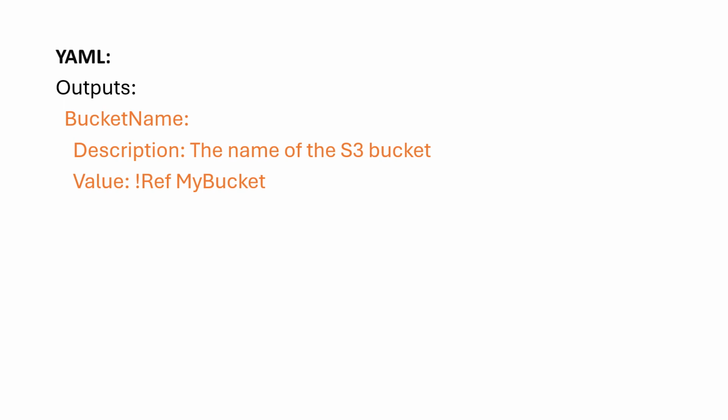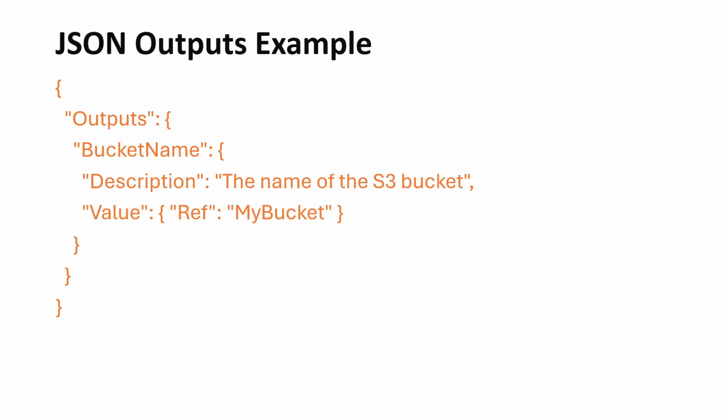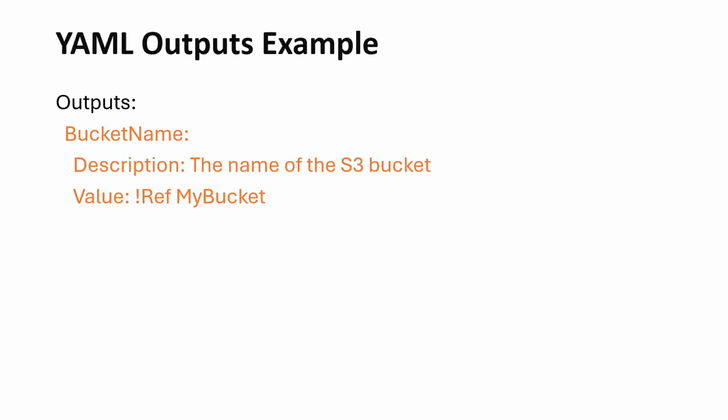Similarly, this is the code for YAML. Outputs, BucketName, description, the name of the S3 bucket, value, reference MyBucket. So we can clearly see it's very easy in YAML. It's very readable. This outputs the name of the created S3 bucket. Detailed example of the outputs section in JSON that outputs the name of the S3 bucket. Similarly, in YAML, this example returns the bucket name as an output value.